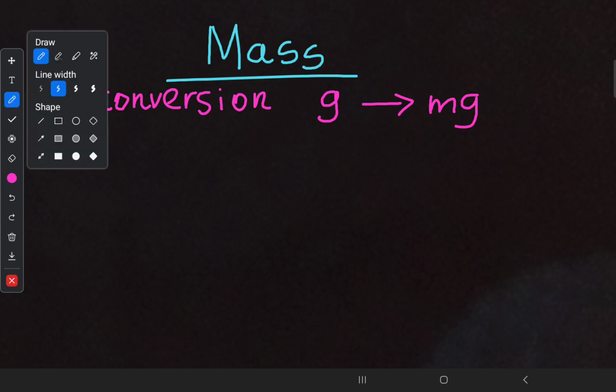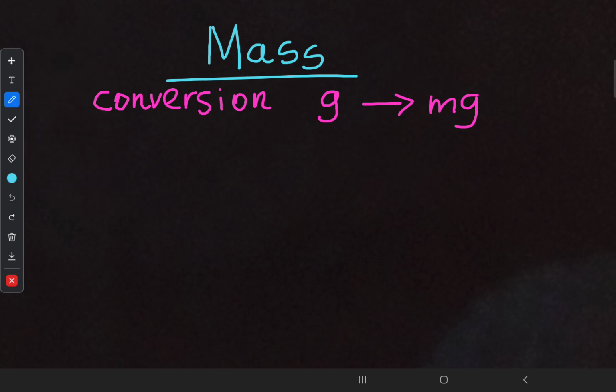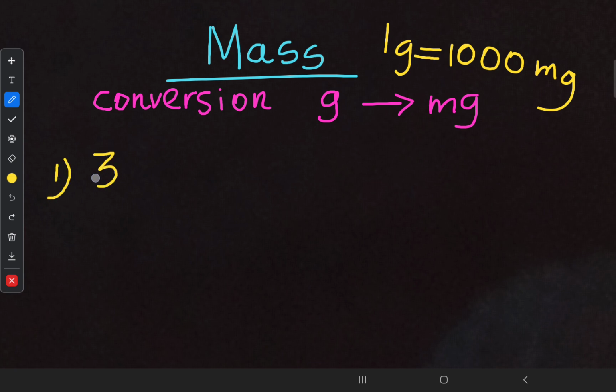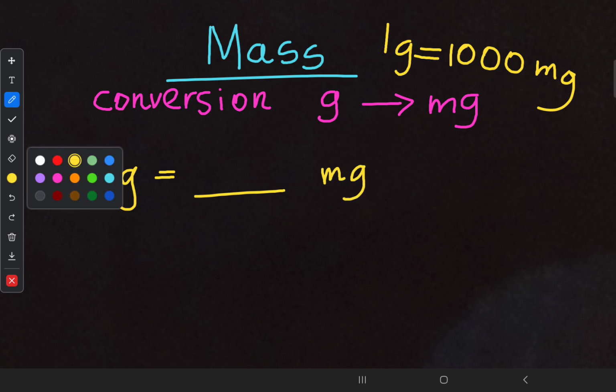Firstly, let's discuss conversion of grams to milligrams. We already know that 1 gram equals 1000 milligrams. This is the key thing you have to use under this topic. My first question is, in 3 grams, how many milligrams? You have to think about it.